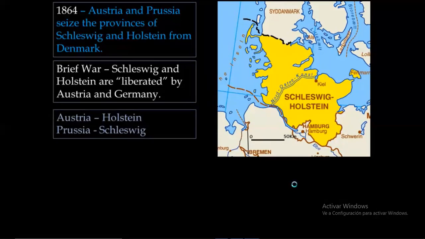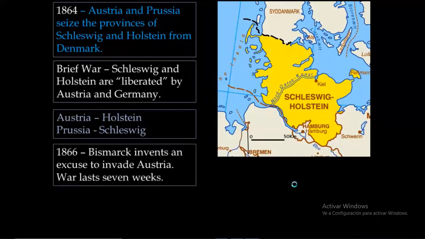But this is only the start. What happens is a few years later, Bismarck is going to invent some kind of excuse to invade Austria. The war only lasts 7 weeks, and the Austrians are defeated by the Prussians. So he used the Austrians to help him take provinces, then he turns against them.